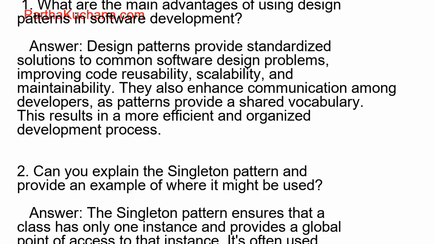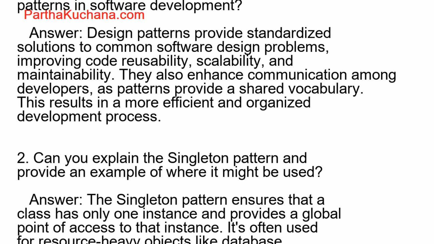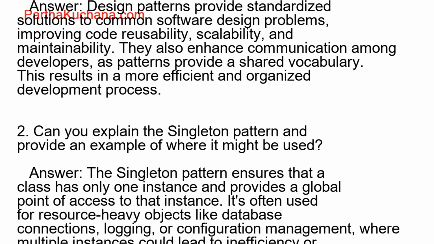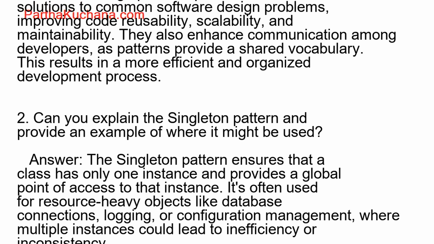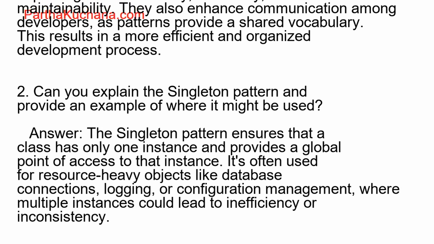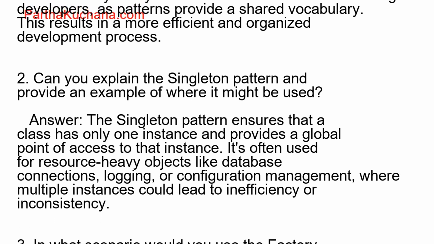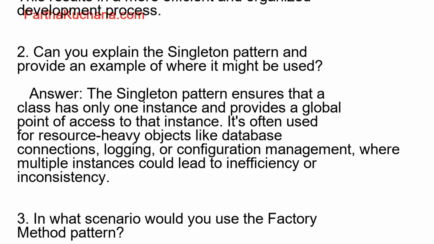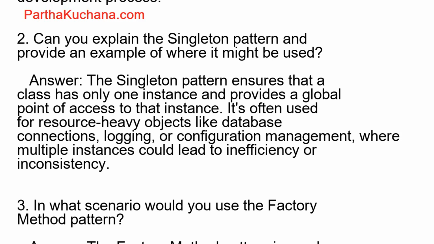3. In what scenario would you use the factory method pattern? Answer. The factory method pattern is used when you want to delegate the creation of objects to subclasses while keeping the client code unaware of the actual object creation process. It is useful when you have multiple object types and the decision of which one to create depends on dynamic conditions or user input.